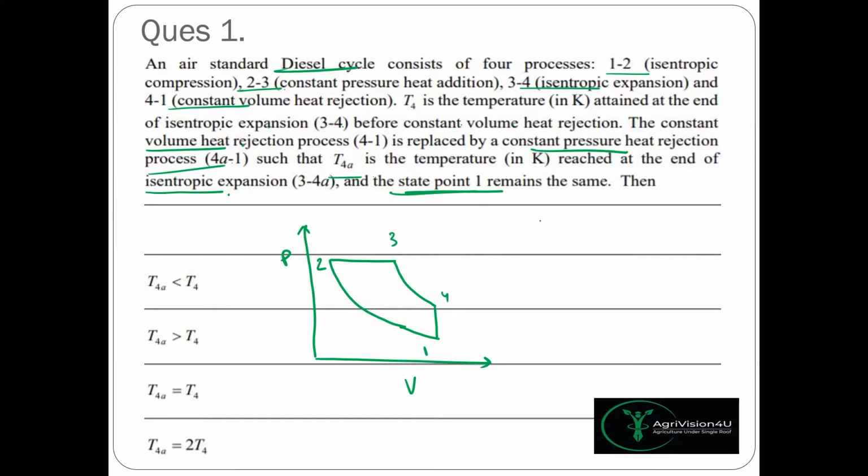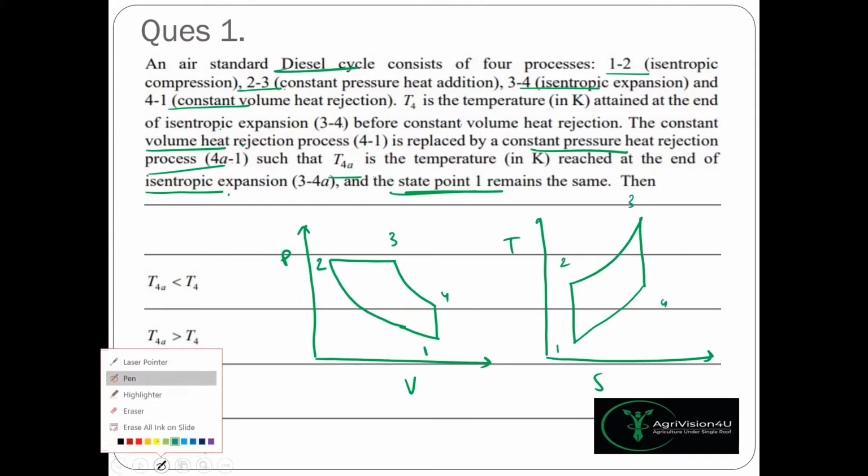But before that, let's draw the TS diagram because we have to deal in terms of the temperature. For the TS diagram, we have isentropic compression, constant pressure heat addition, then isentropic expansion and constant volume heat rejection. Now, the slope of the constant volume line is greater as compared to the constant pressure line in a TS diagram. So we have to keep this in mind. 1, 2, 3, and 4.